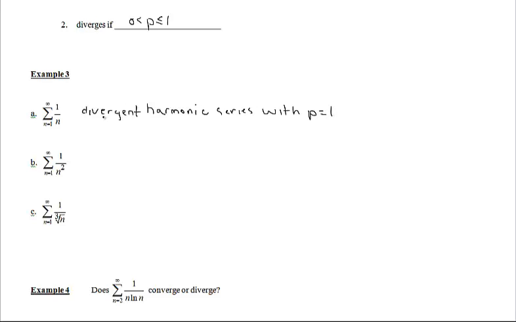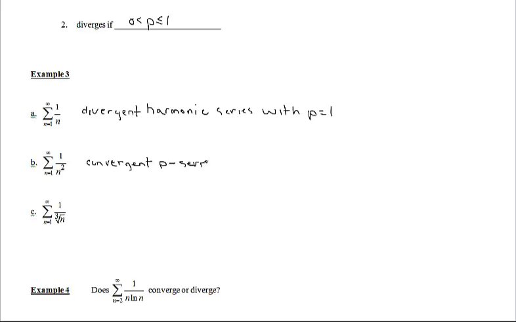It would be just fine to say divergent P series. Harmonic is just the special case where the power P is 1. Looking at this right here, this is a convergent P series with P equals 2. So when the power is greater than 1, it converges. So, convergent P series with P equals 2.